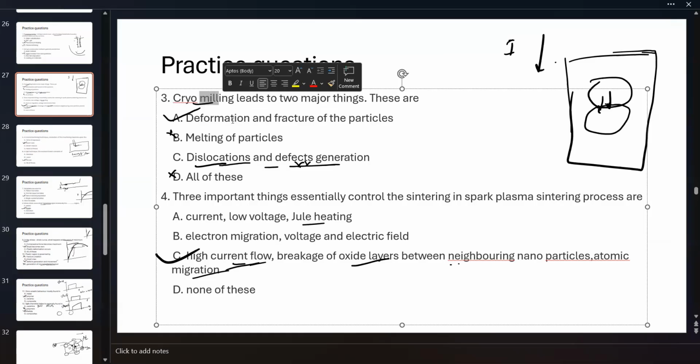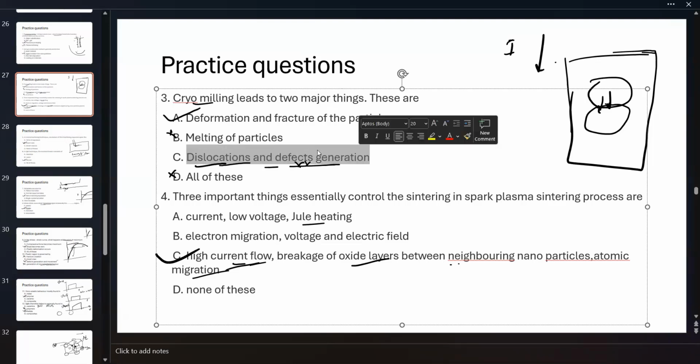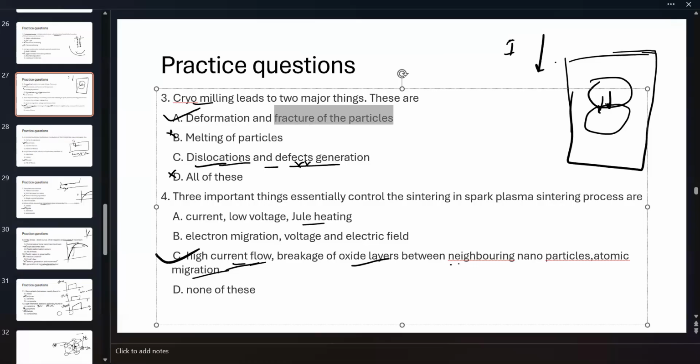Since there is very little deformation, there's no defect or dislocation generation. There's no plastic deformation actually. They're breaking down into smaller particles, but there is very little dislocation generation. Okay, so only A is correct.